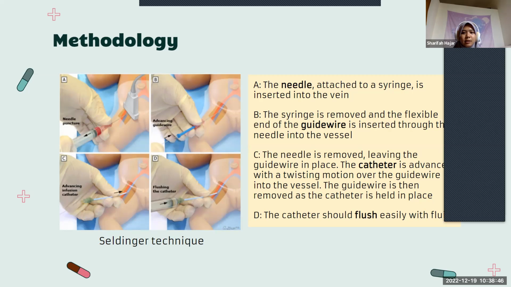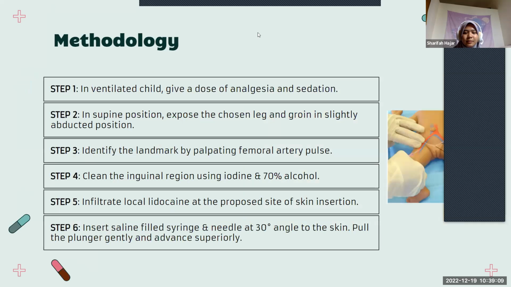And then the catheter is advanced with a twisting motion over the guide wire. And then the guide wire is removed as the catheter is held in place. So the guide wire is used to guide the catheter inside the vein. The last thing, the catheter should flush easily with fluid. All right, so you can see this after this in the video. Okay, next.